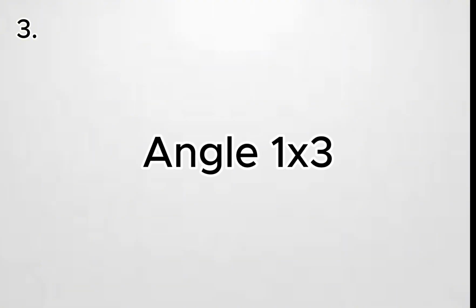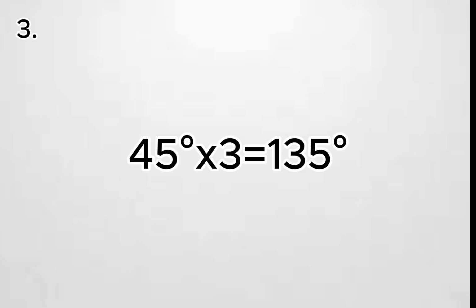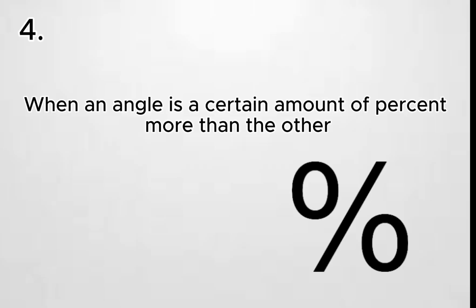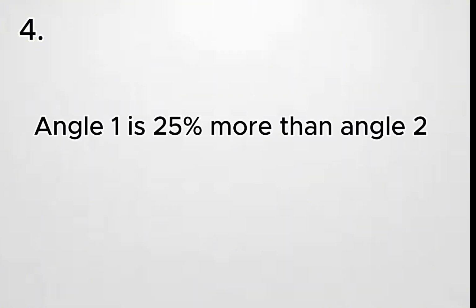After finding our first angle, we need to find the second. To do that, we simply need to multiply our first angle's degree by 3. 45 times 3 is 135, leaving us with our second angle being 135 degrees. Our fourth and final type of adjacent angle question is when one angle is a certain amount of percent more than the other. Let's say in our example, angle 1 is 25% more than angle 2.